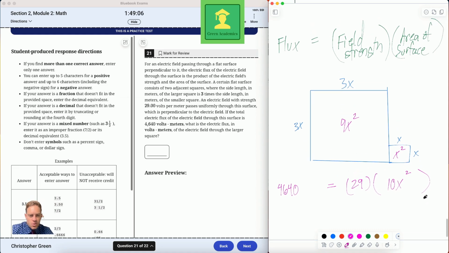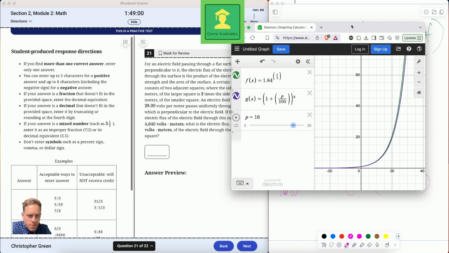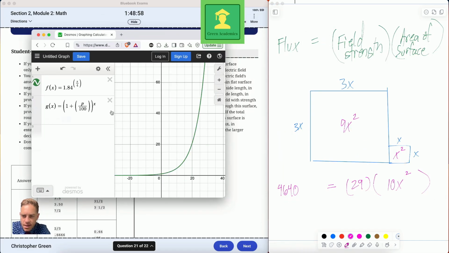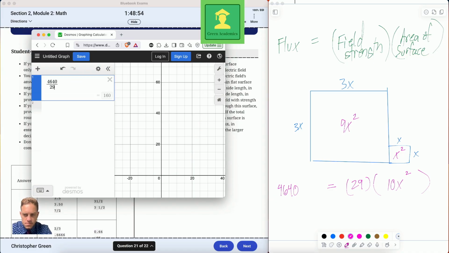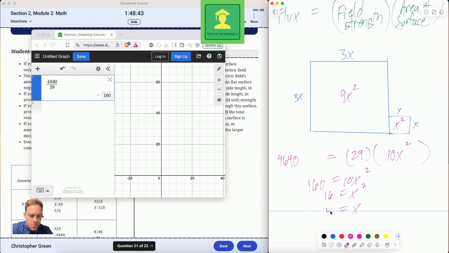Now, I bet you can solve this for x squared. So let's see. 4640 divided by 29. Yeah, is 160. Yeah, you know you're on the right track when it works out to nice, neat numbers. 160 is 10x squared. So 16 is x squared. So x itself is 4.